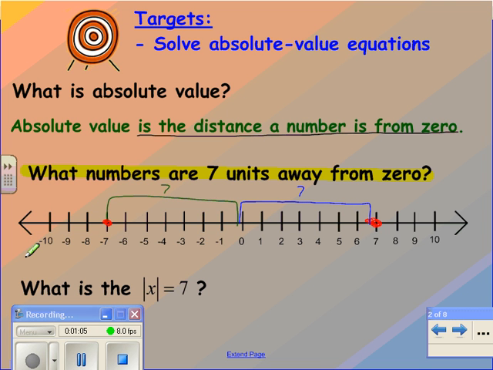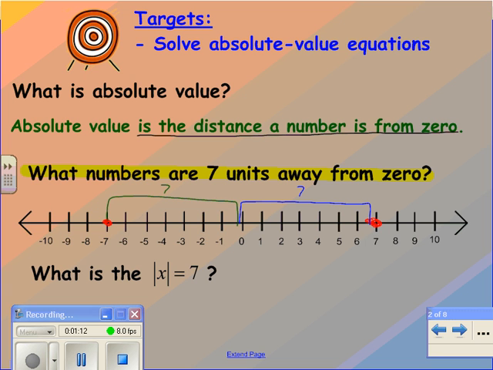So that's why we say, what is the absolute value of x equals 7? We would say our answer is x is equal to either a positive or a negative 7. And that would be our answer.